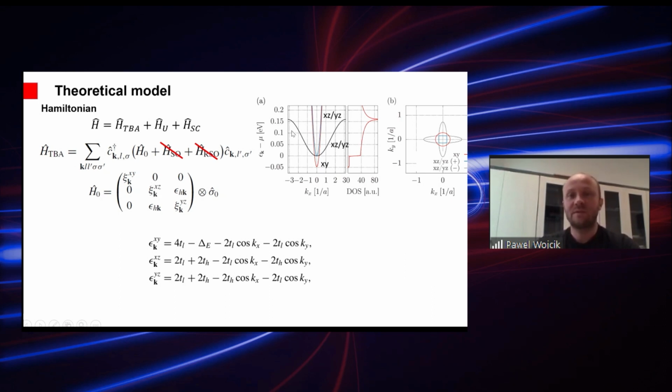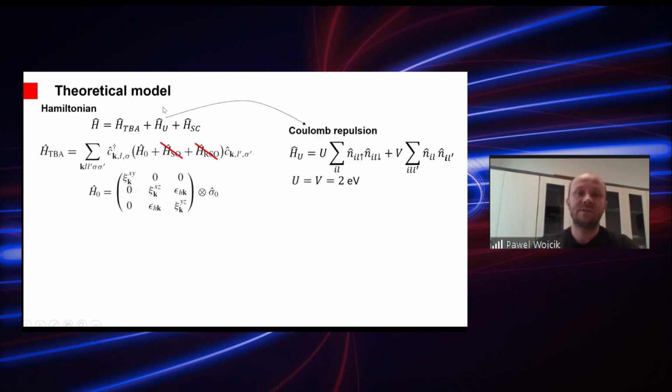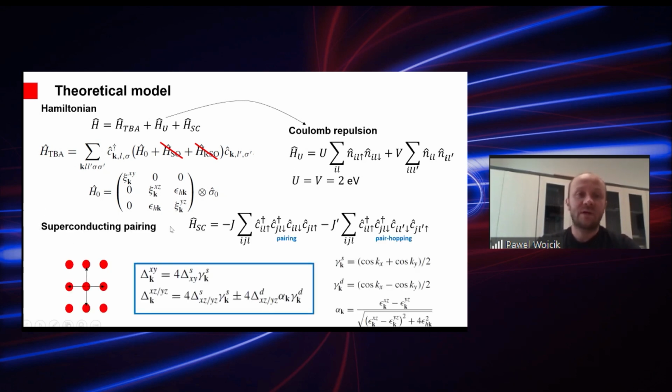I'm not going into details, but if you look at the electronic structure, you can see that indeed the XY band is located just a little bit lower in energy than the rest of the bands here. So of course we also took into account the repulsive Coulomb interaction. Here we have the repulsive interaction on site, and also the interorbital repulsive interaction between electrons from different bands. And we included in our system superconducting pairing by this Hamiltonian.